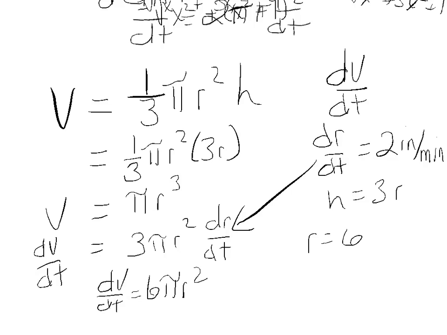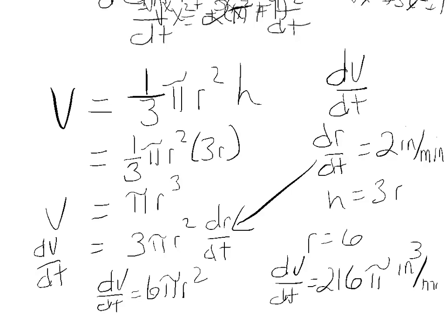So when r is 6, dv dt is 36 times 6 pi. 6 times 6 is 36. I think that was 216 pi. Was that right? And this is in inches, cubed, because we're talking volume per minute. And so you would do the same thing with the 24.